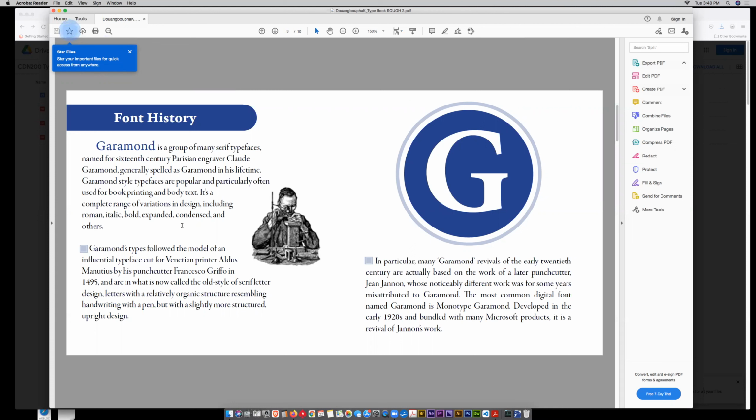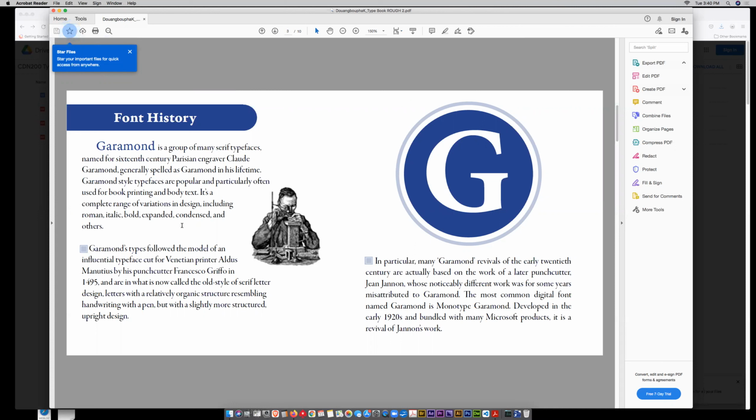Okay, let's see. I'm going to read through this then as well. So Garamond was a group of many serif typefaces named for the 16th century Parisian engraver Claude Garamond, generally spelled as Garamond in his lifetime. Garamond style typefaces are popular and particularly often used for book printing and body text.